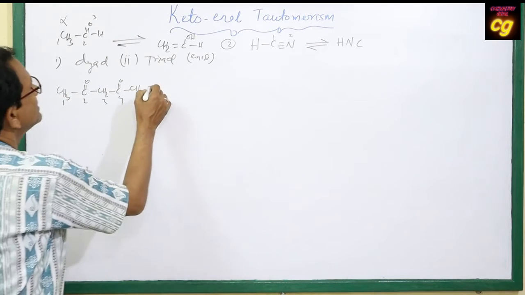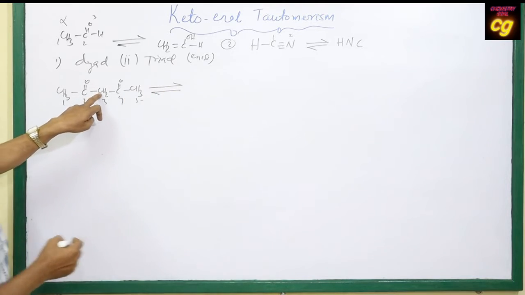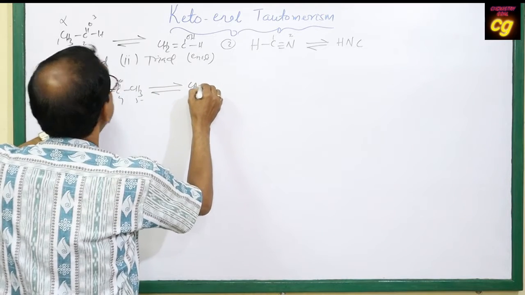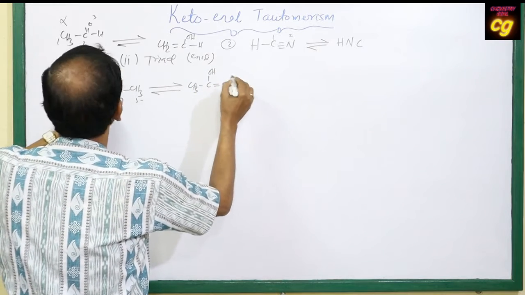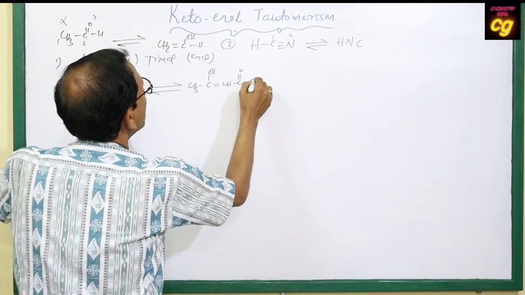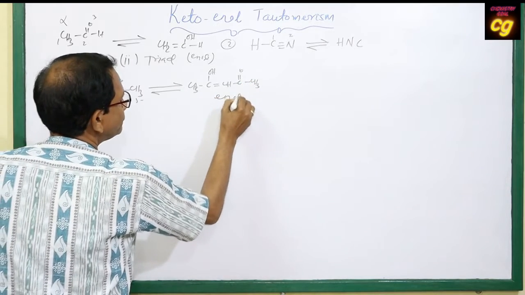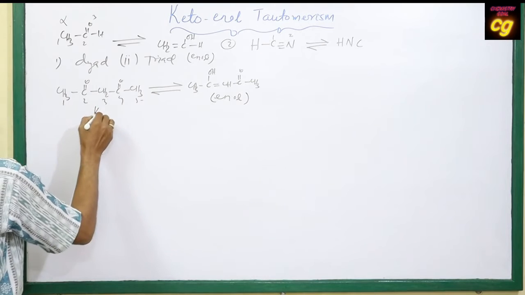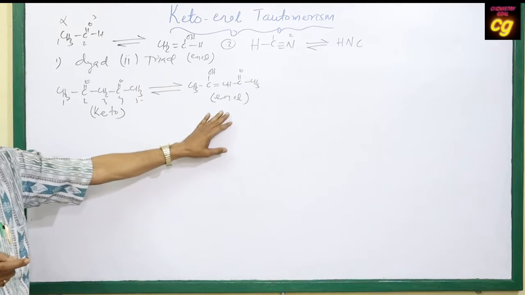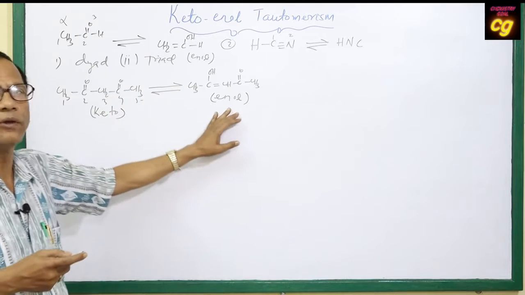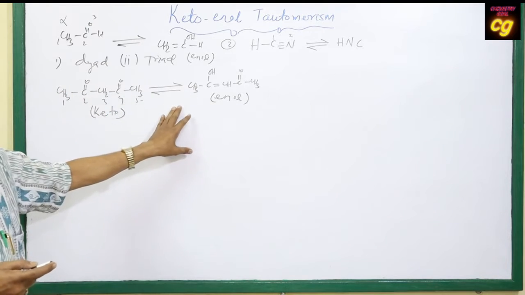This structure exists in tautomers by shifting of this hydrogen atom, forming CH3-C(OH)=CH-C=O-CH3. This is one enol form, this is also an enol, and this is keto. So this is your keto form and this is your enol form, and these keto and enol forms only differ in the position of hydrogen atoms.